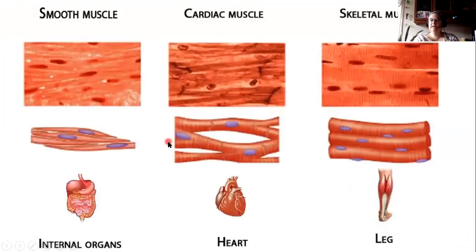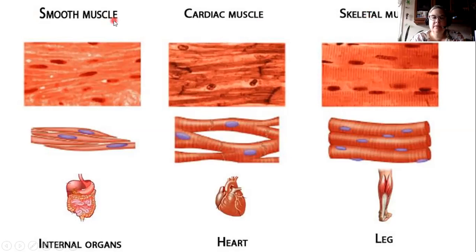Okay, all right, next we also need to know the different types of muscle cells. Okay, so this is something that you do learn in Bio 20, is you learn the different types of muscle cells. Okay, so we have smooth muscle, we have cardiac muscle, and we have skeletal muscle.